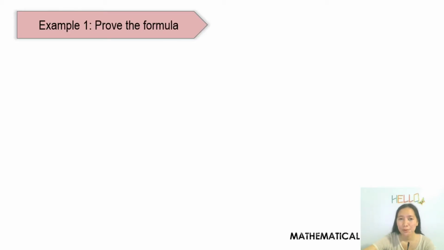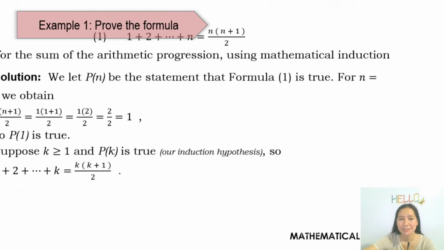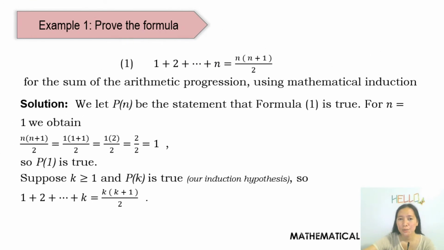Example number 1, prove the formula. The formula that we have is 1 plus 2 plus and so on plus n is equal to n times n plus 1 all over 2. So here's the formula that we have. So we will show this using mathematical induction.